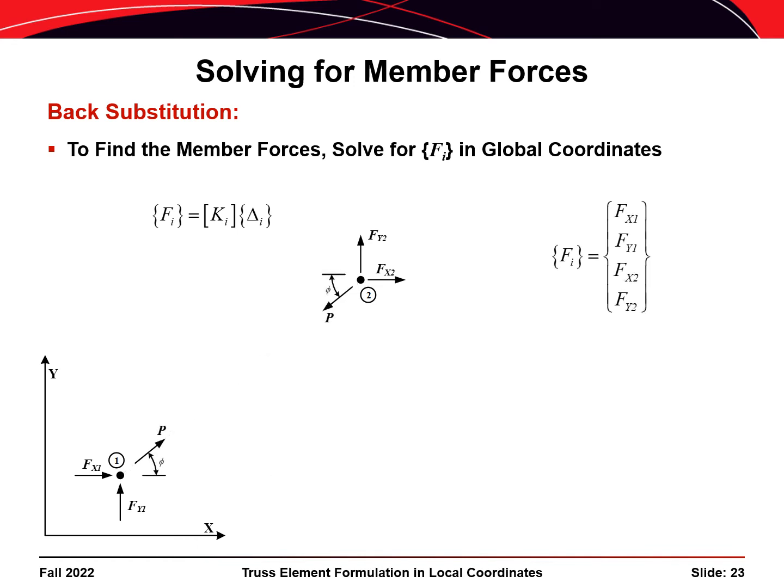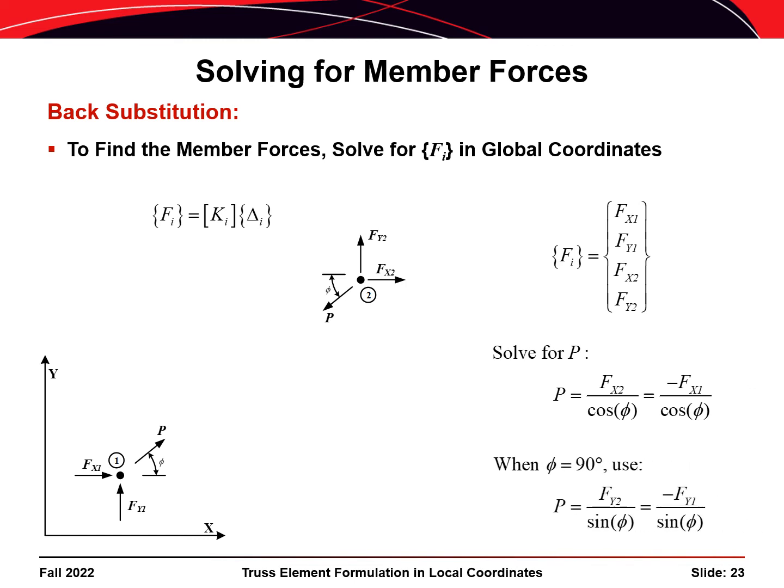Ultimately, for the truss element, we're after the internal member force P. If there are no loads applied to the member between the nodes, then the axial force in the member is constant, and we can solve for P by considering a free body diagram of either of the two nodes. Thus, we determine P by using F sub x and the cosine of phi, or for the case where phi is equal to 90 degrees, we can determine P by using F sub y and the sine of phi.